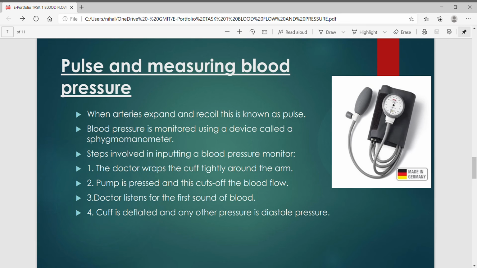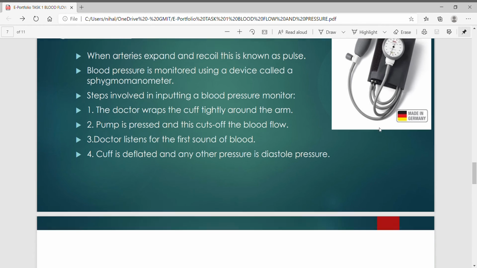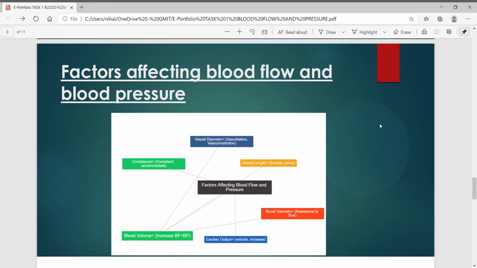In Google Images I found this image of a blood pressure monitor. This is the one with the pump that I was mentioning here. So yeah, that's that. Moving on.